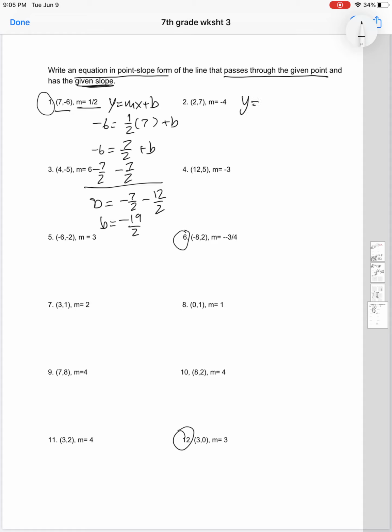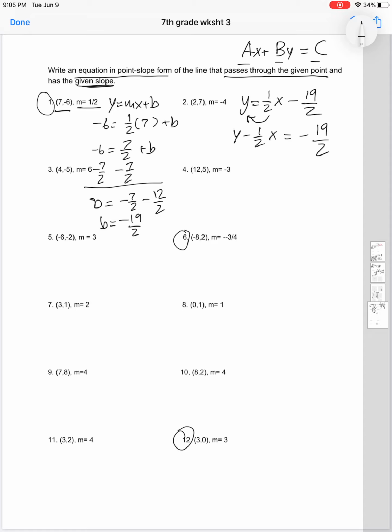Now you have the equation y equals 1/2 x minus 19/2, right? So that's your equation, but that's not your point-slope form. Your point-slope form has ax plus by equals c. A, b, and c are constants. Just putting that out there. That just means that it doesn't change. Now you just bring this 1/2 x over, and you get y minus 1/2 x equals negative 19/2. Okay.